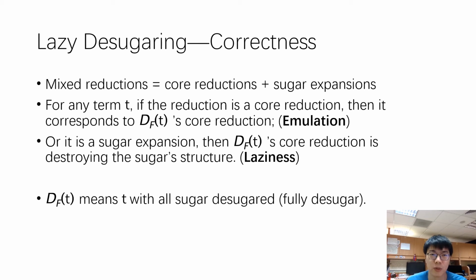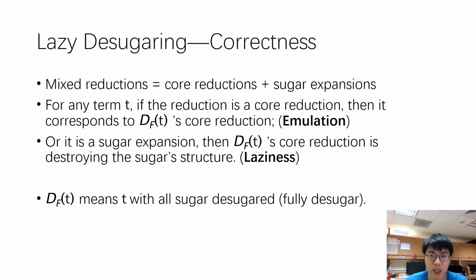Here's the rest of the technical part. Okay, our method seems to be reasonable, but what exact property does it have? For formally defining the lazy desugaring's correctness, we use two properties: emulation and laziness. The overall idea is just like the reduction graph previously. All reductions in our method are either core reductions or sugar expansions.